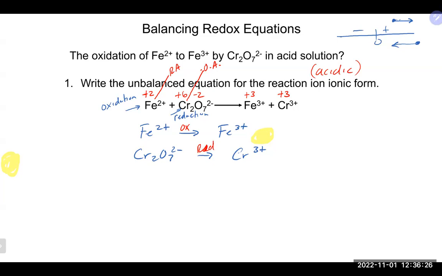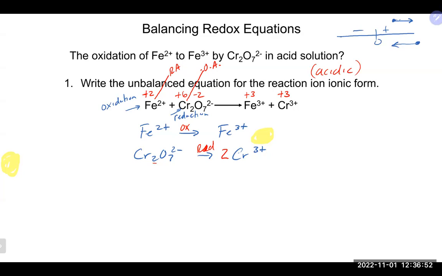Once you split up the overall equation into the two half reactions, the next thing you do is balance all the elements other than oxygen and hydrogen, just like a normal equation. So we have one iron on both sides on the top, but we have two chromiums here and only one here. So we would put a 2 in front of the Cr3+ and balance it like normal.